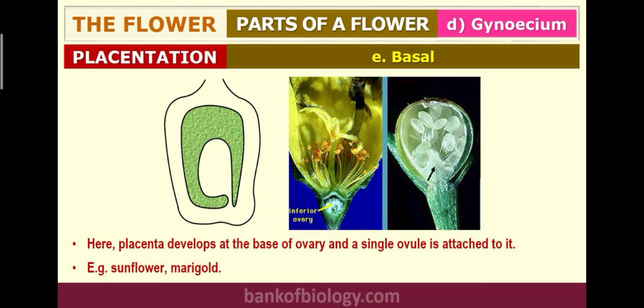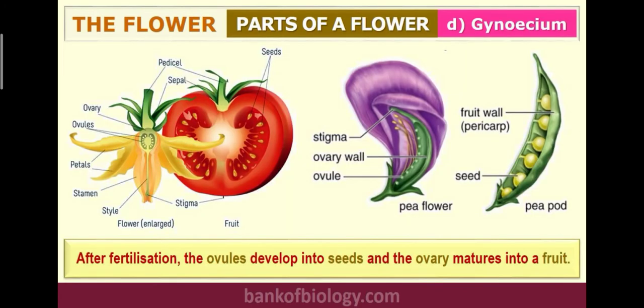Okay. Hope you will all understand the topic. Gynoecium. So after fertilization the ovules develop into seed and the ovary matures into a fruit. As we all know that after fertilization the ovules develop into the seeds and the ovary matures into a fruit. अभी तक जो हम लोग plant kingdom में पढ़े थे वही पढ़े थे. ठीक है, कि जो ovules होते हैं वो seeds बन जाते हैं और ovary होता है वो fruit बन जाता है. Okay. So hope you will all understand today's topic, the flower.